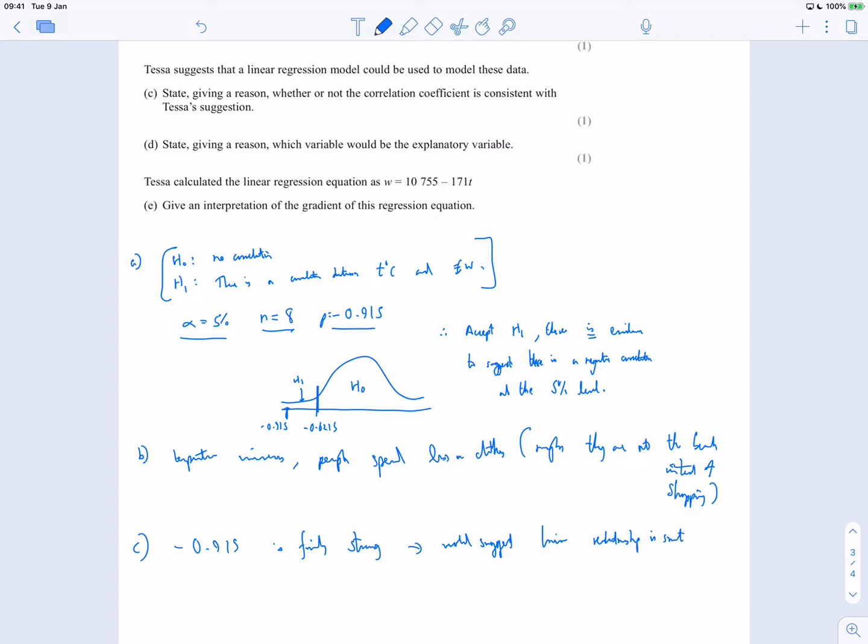is suitable. Remember, the PMCC can only have a value between 1 and -1. And so since minus 0.915 is pretty close to -1, bearing in mind -1 means there's a perfectly negative correlation, +1 means there's a positive correlation, and if the PMCC is 0, that means the data is essentially random. There's no correlation.